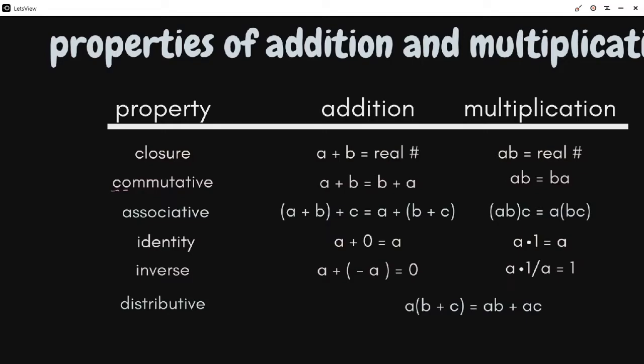Identity is when you get the number that you started with. So for addition, you have to add 0 to get the number that you started with, and for multiplication, you multiply by 1 to get the number that you started with. And then the inverse is how to get a 0 or 1. So for addition, the inverse of adding is subtracting, right? So we would want to add the negative of the original number to get 0. And for multiplication, the inverse would be division. So we want to multiply by the reciprocal, which is 1 over a. And then you'll get 1.